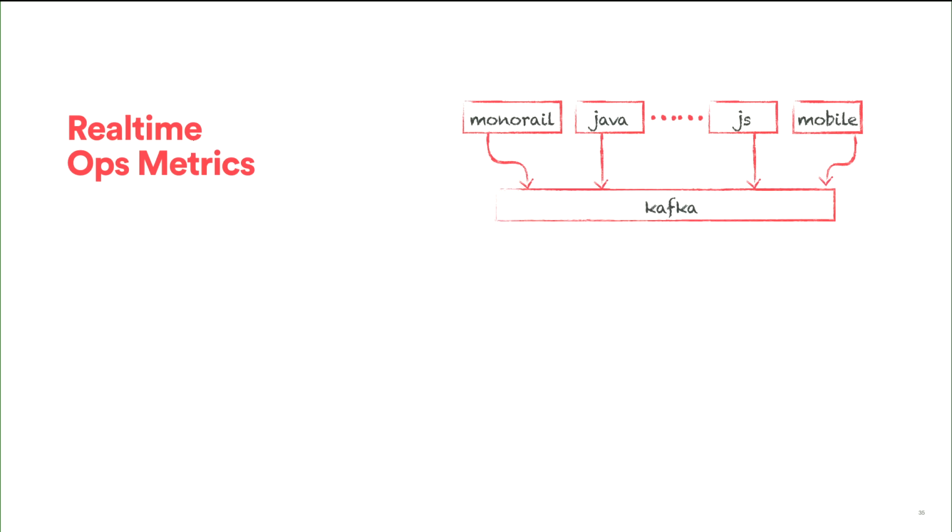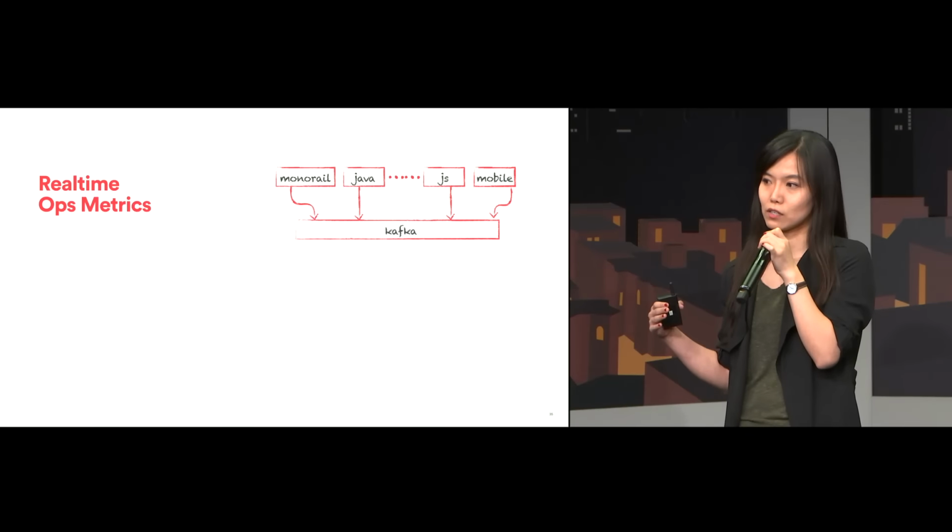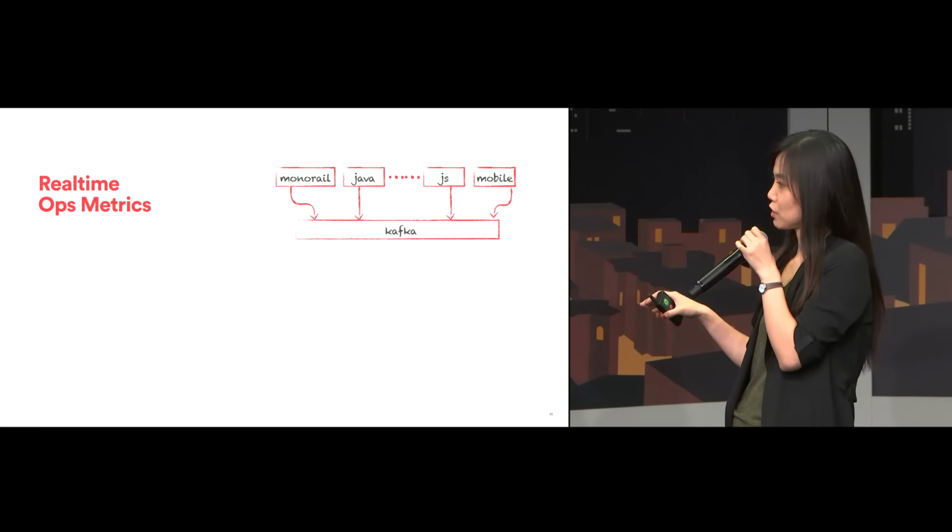In our system, we have a lot of components we can run experiments on. Monorail is our main app, and we also have a lot of Java microservices. The JavaScript maintains some page load time, and also of course mobile. They send this data out to Kafka. The arrows here are the main data flow.